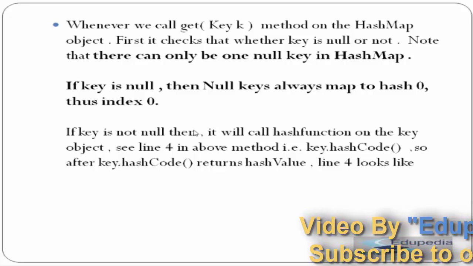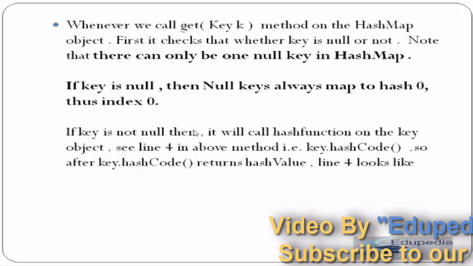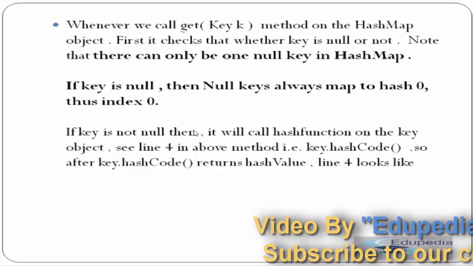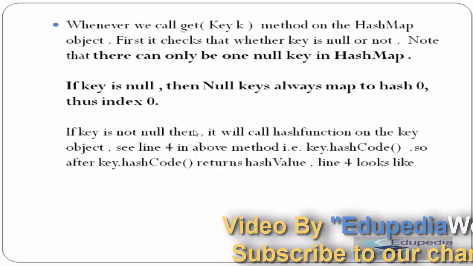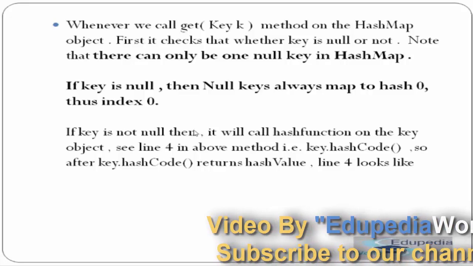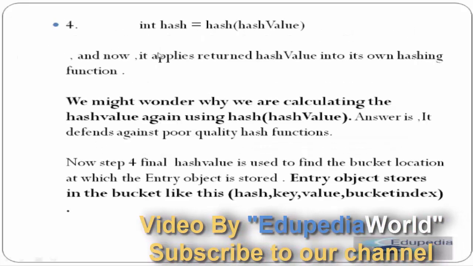If the key is null, then it's always stored in the index 0. So it simply returns the value from the index 0. If the key is not null, then we will call the hash function on the key as we have seen in the previous code in line 4, and it will call key.hashcode.